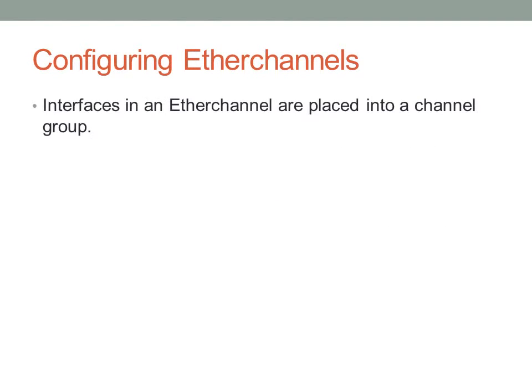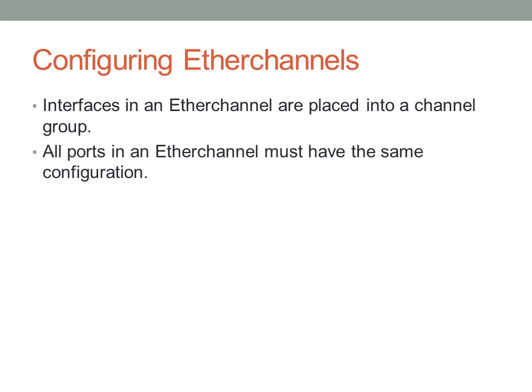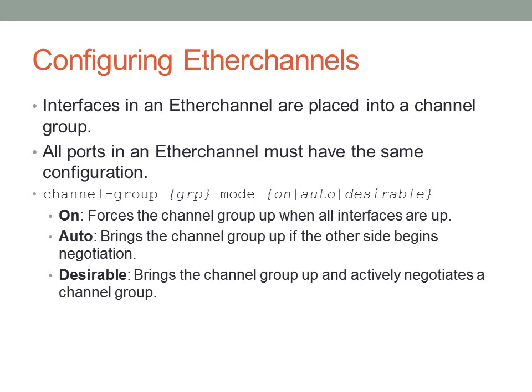Configuring EtherChannels is actually pretty straightforward. Basically, you add the interface to a channel group, and you can specify a mode in that channel group. That channel group is just a virtual interface, and all ports in an EtherChannel need to have the same configuration. So here's an example, channel-group X mode, and then you could specify on, auto, or desirable. On just forces the channel group up as long as all ports are up. Auto and desirable both work the same way that they work for trunks, so auto will not initiate negotiation, desirable will.